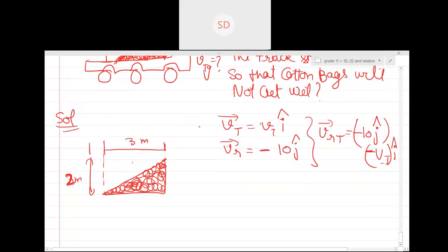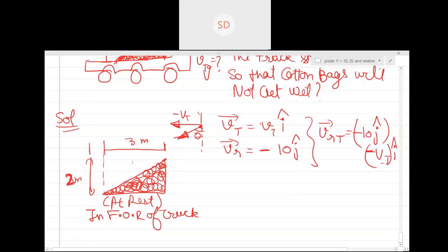With respect to the truck, if the truck is at rest, in the frame of reference of the truck I have brought the truck to rest, so the rain falls at a certain angle with the vertical. But wait, actually the truck is moving. Yes, in the ground frame the truck is moving.